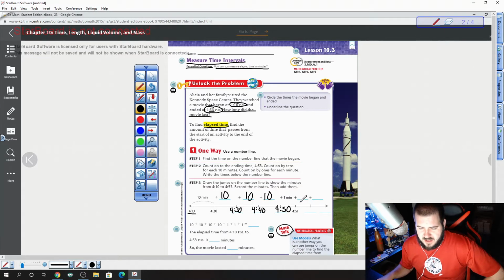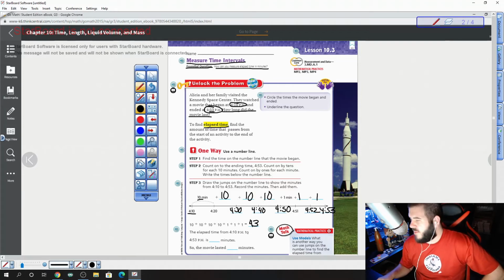1 minute gives me 4:51. Another minute gives me 4:52. And one more minute gives me 4:53, our end time. Now we can add these numbers together. 10 plus 10 plus 10 plus 10 plus 1 plus 1 plus 1. We have that written down right here. 10, 20, 30, 40, 41, 42, 43.